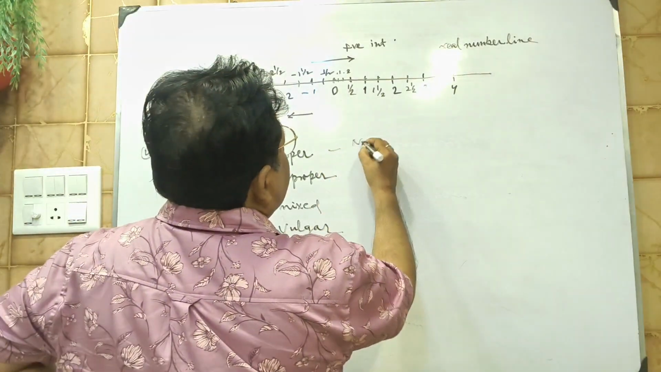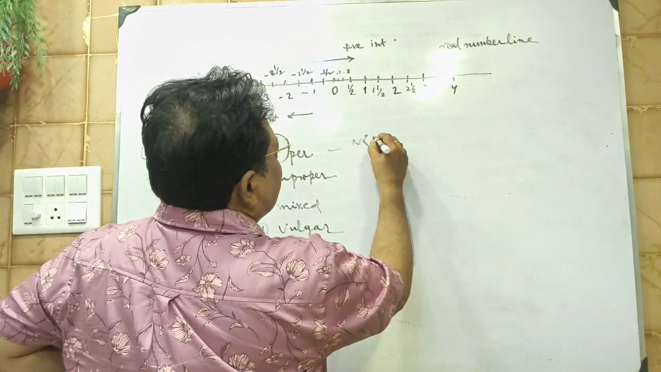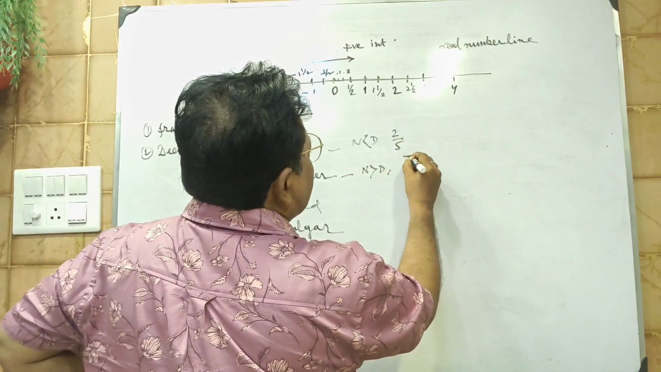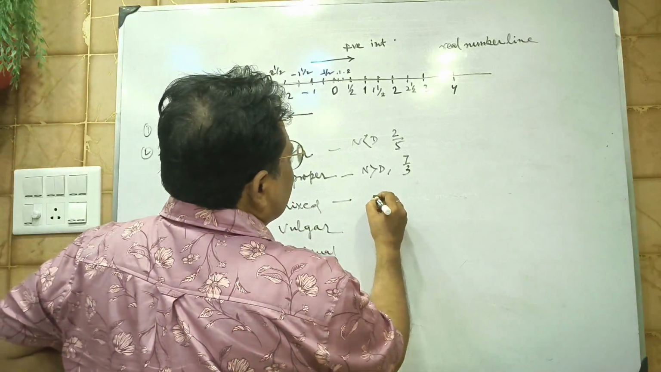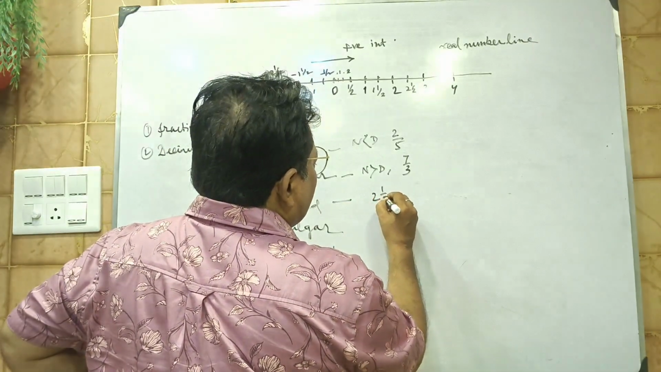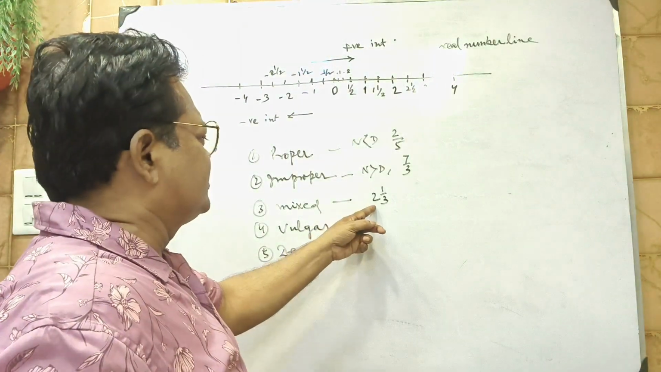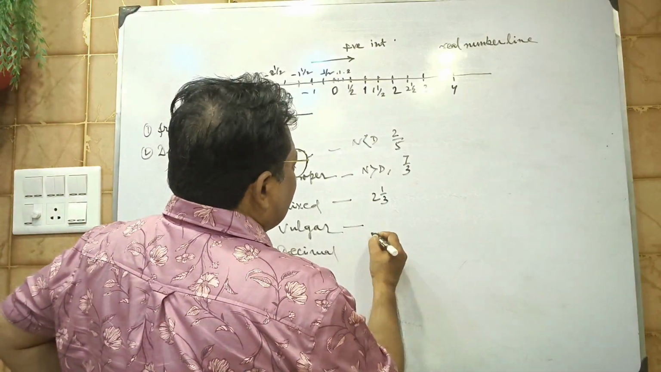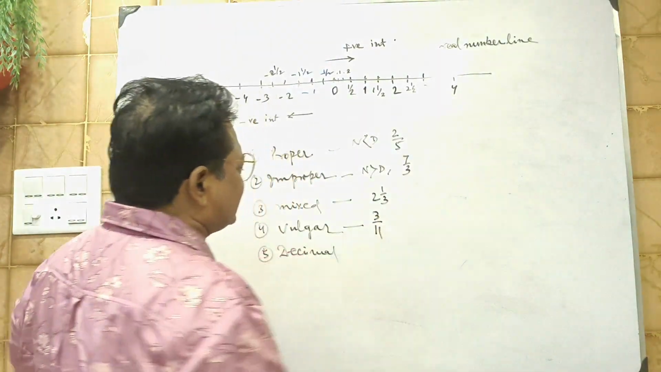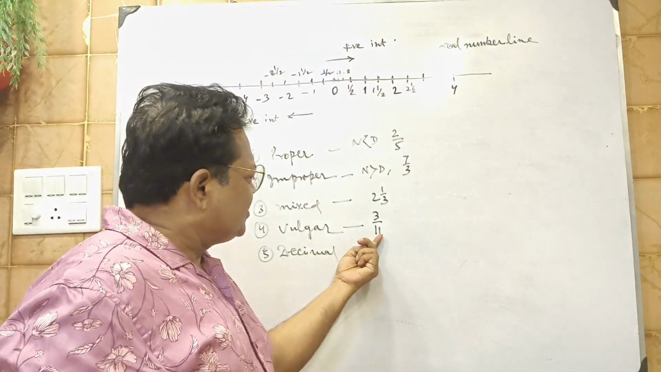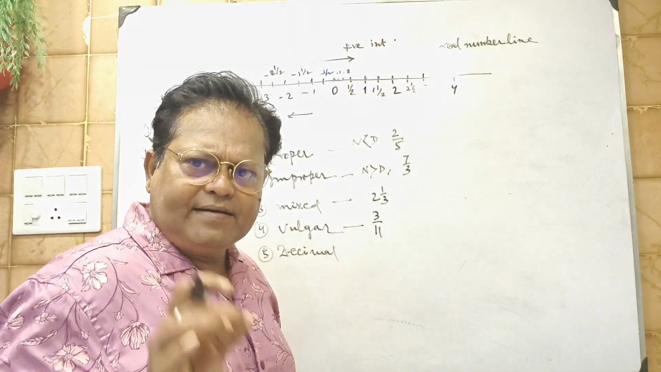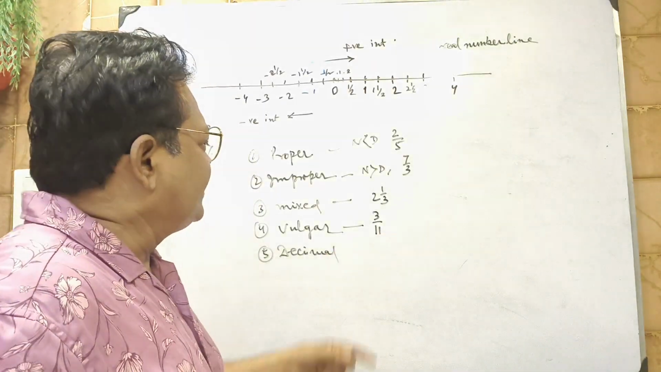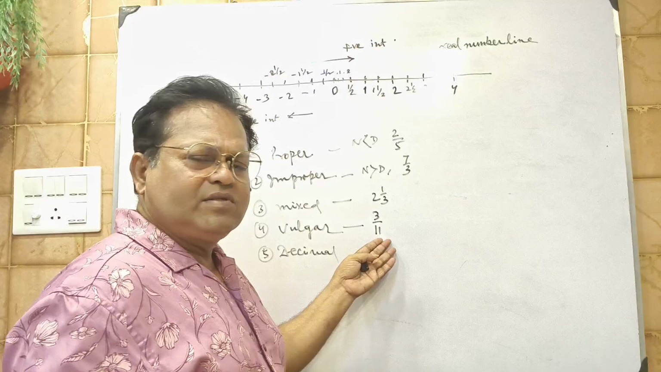Here, in a proper fraction the numerator is less than the denominator, that is 3/5, and here the numerator is greater than the denominator, 7/3. Here it is a mixed fraction, that is 2 and a half, 2 and 1/3, where 2 is the whole number and 1/3 is the proper fraction. Then vulgar fraction, 3 by 11. Vulgar fractions are those whose denominator is not 10, 100, 1000, 10,000, 1 lakh, and cannot be converted into 10, 100, 1000.